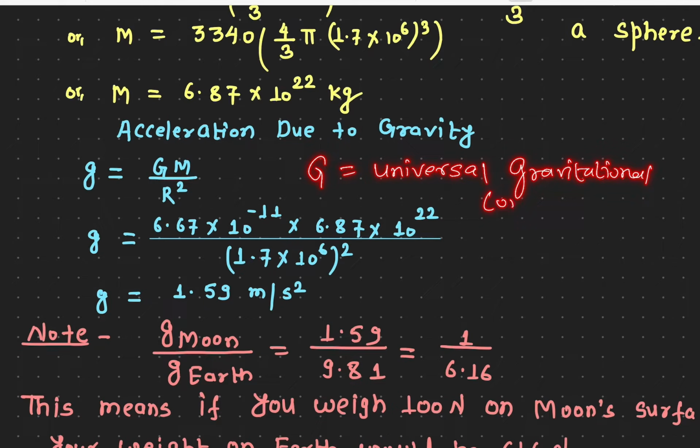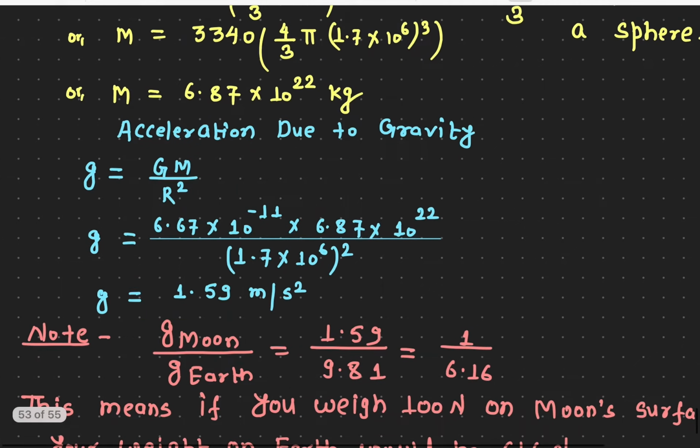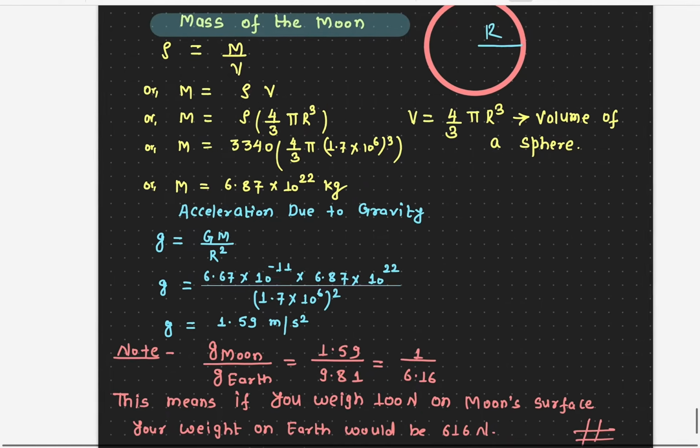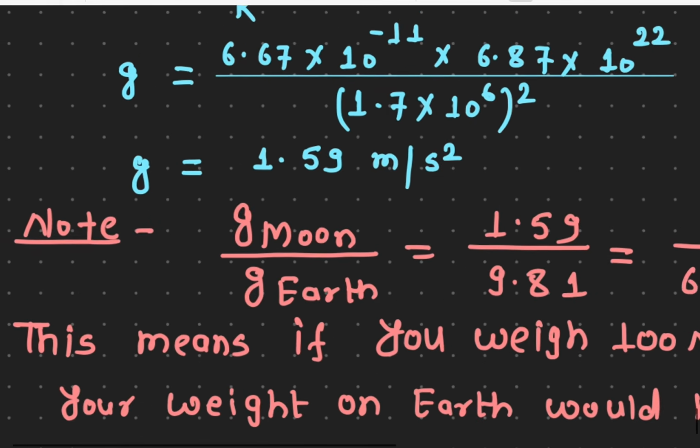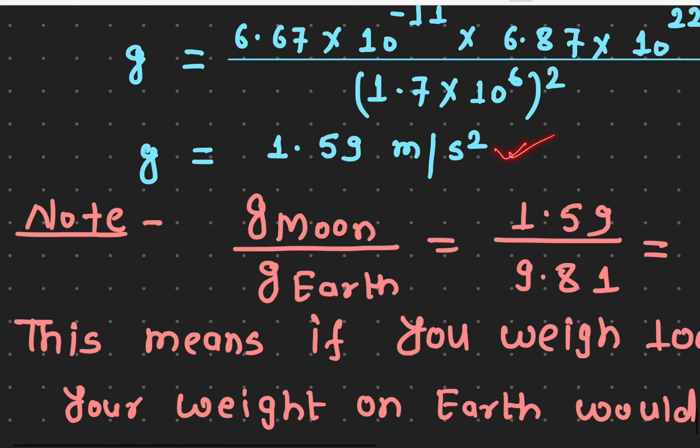Remember, G is the universal gravitational constant. And why do we call it universal? Because this value is the same everywhere in the cosmos. And m is the mass, which is given, and r is the radius of the moon. So if you plug in all the values, this is the value we get. That's the acceleration due to gravity on the moon surface.